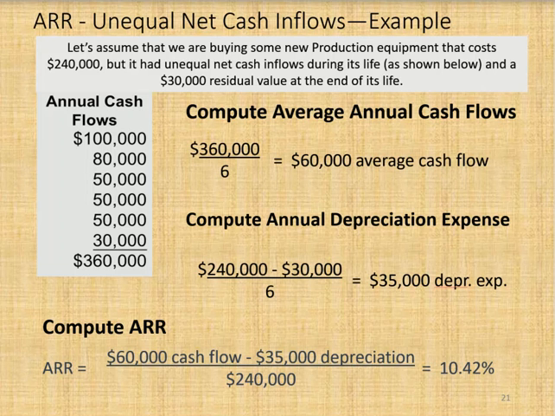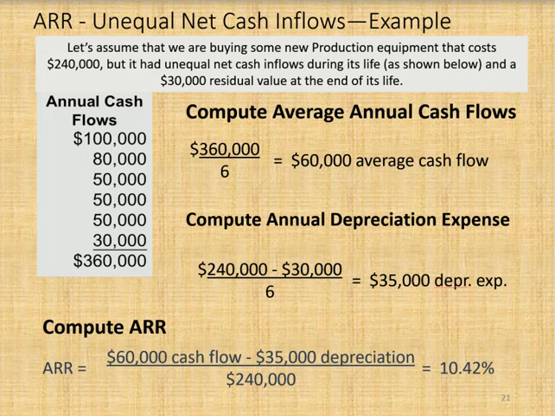Let's assume that we are buying some new production equipment that costs $240,000, but it has unequal net cash inflows over its life and a $30,000 residual value at the end of its life. So the production equipment differs from the other two investments in two respects. It has unequal net cash inflows during its life, and it has a $30,000 residual value at the end of its life.